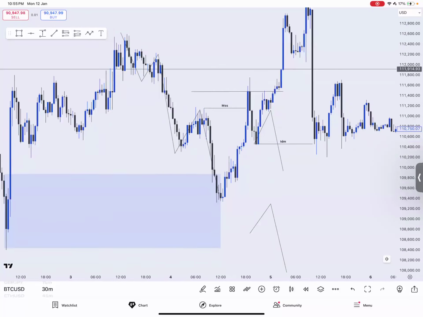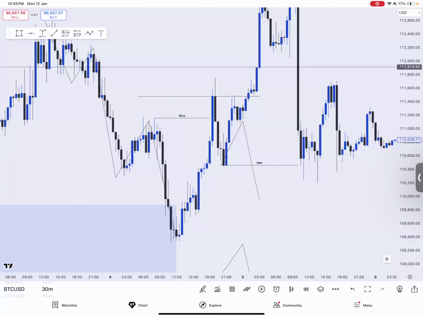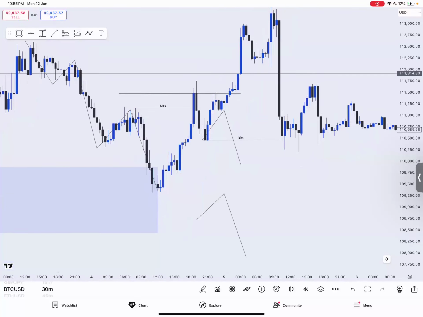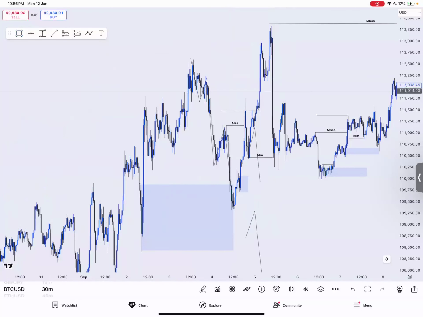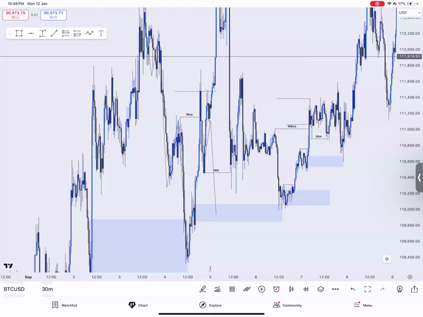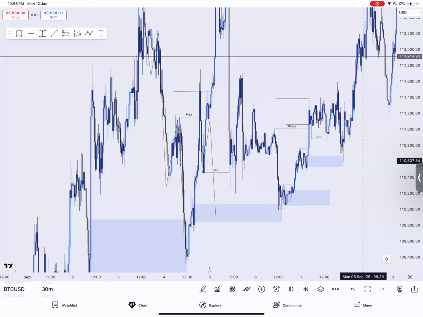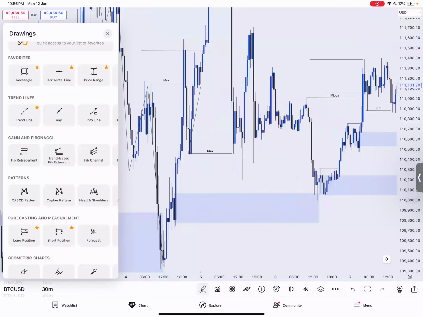So in this one, mark out the MSS, mark out the inducement, then look for the order block that is close to the inducement. So this is the order block, the bearish candle, and the bullish candle that engulfs it. This is the order block here. Because the wick of the order block candle is smaller than the body, I'll pick my entry from the wick. So this is where the buy would come from.